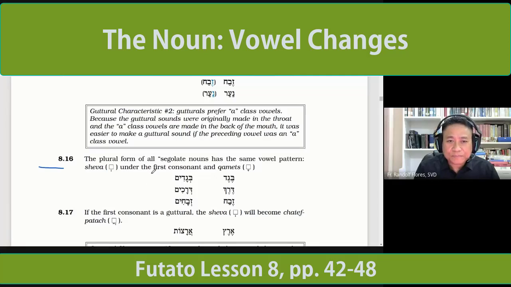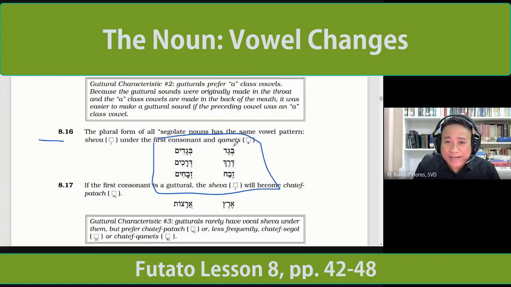8.16. Here, notice the example there. Beget. Beget is garment. There are only two pieces of garment of the ancient people. Beget. Now, notice the plural. Begadim. Okay. Begadim. The plural. Propretonic reduction. Learn that expression. Propretonic reduction.